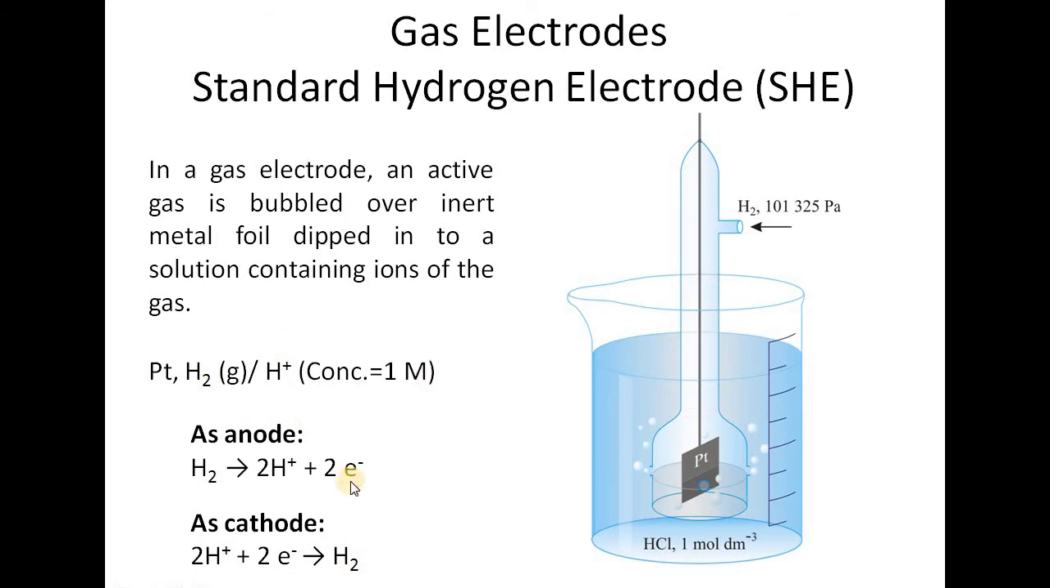So different possibilities are there. It can act as anode as well as cathode. When it is acting as anode, this reaction will take place: hydrogen will release 2 electrons to convert into H+ ions. And when it is acting as cathode, the hydrogen ions present in the solution will take up the electrons and produce hydrogen gas. So this electrode is reversible with respect to the reaction with the ions, and it is known as the standard hydrogen electrode because it is working at standard conditions. Here the pressure of hydrogen gas is 1 atmosphere and the concentration of the HCl solution taken is 1 molar.